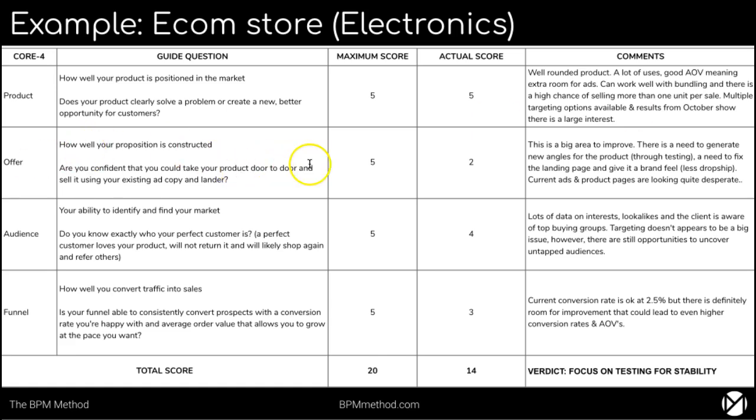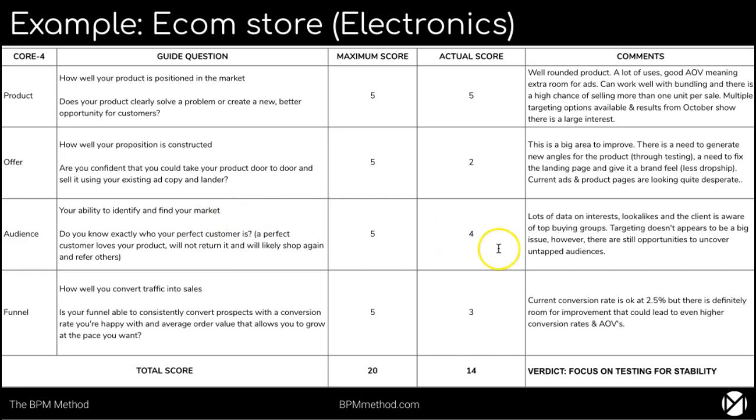Then on the offer side, we only gave it a 2, and this was a big area to improve. There's a need to generate new angles for the product through testing, need to fix the landing page and brand feel, so less drop shippy. This was a client that wanted to take their dropship store into a brand and bring products over from China to the US, for example, and their current ads and product pages were looking quite desperate. Like, we really want to sell, there's timers and conversion things which were just making the experience look really bad, and you could tell from the conversion rate and looking at user replays.